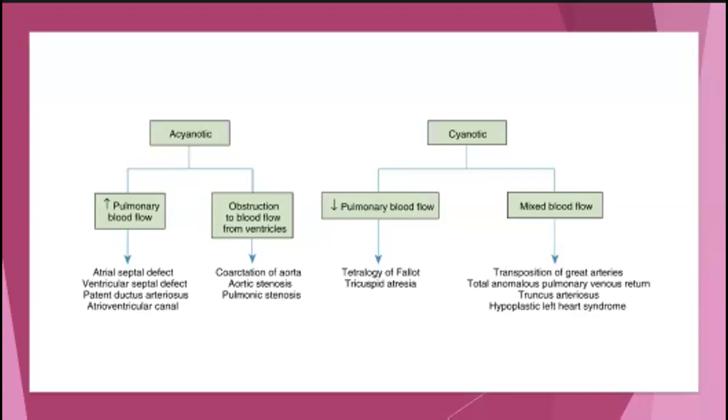So if we have an obstructive defect, it could show signs of left-sided heart failure or right-sided heart failure, and we'll get into all of that. When we're talking about things that have a decreased pulmonary blood flow, we're going to have cyanosis with that. And then our mixed lesions really have variable presentation.